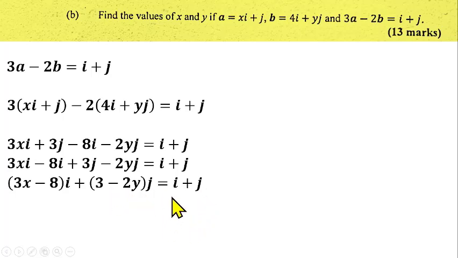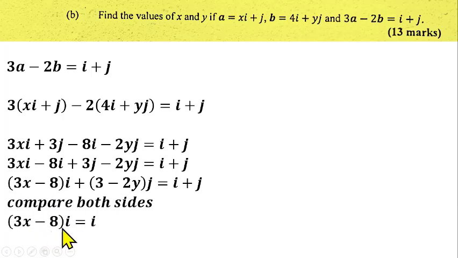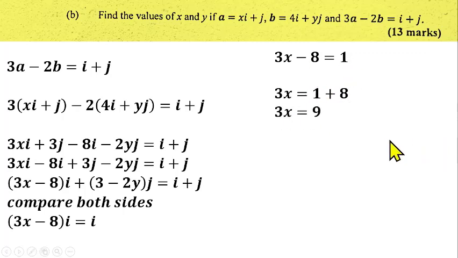So we can now compare both sides. The i takes care of i, so we have 3x minus 8 equal to 1. That gives us equation 1. Before we do the j, you can find x here by collecting like terms: 3x equals 1 plus 8, 3x equals 9. So x will be equal to 3 by dividing both sides by 3.